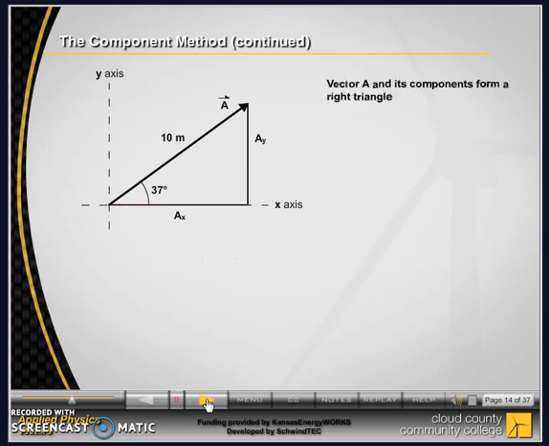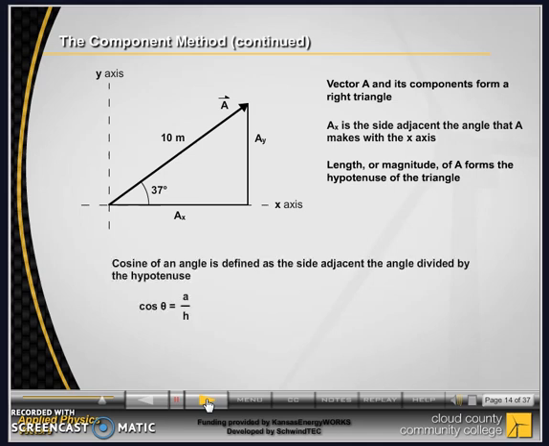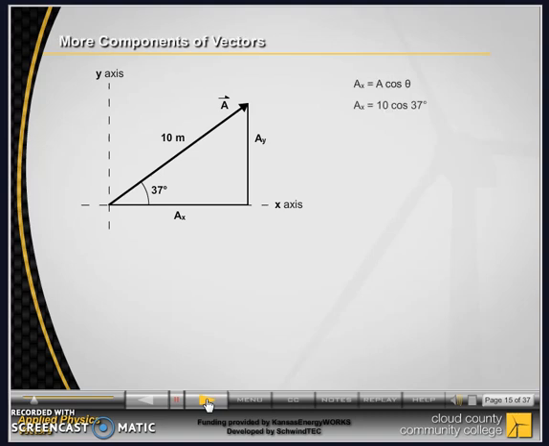The vector A and its components form a right triangle, so the basic trigonometric relationships of sine, cosine, and tangent will apply to the triangle. From the diagram, we note that the x component of A is the side adjacent the angle that A makes with the x-axis, and that the length or magnitude of A forms the hypotenuse of the triangle. From trigonometry, we know that the cosine of an angle is defined as the side adjacent the angle divided by the hypotenuse, or in this case, the x component divided by the magnitude of A. This method finds the x component of A.